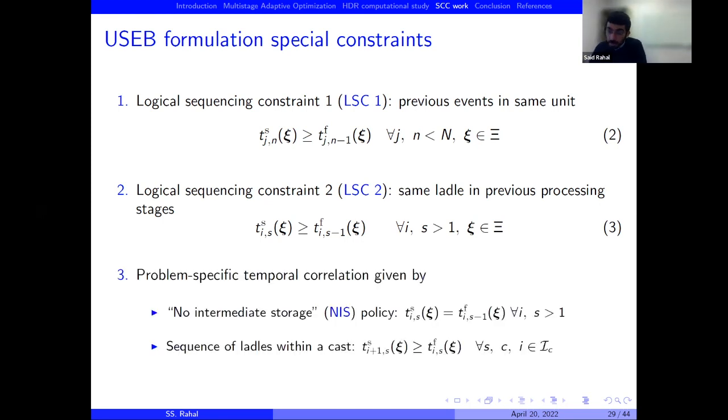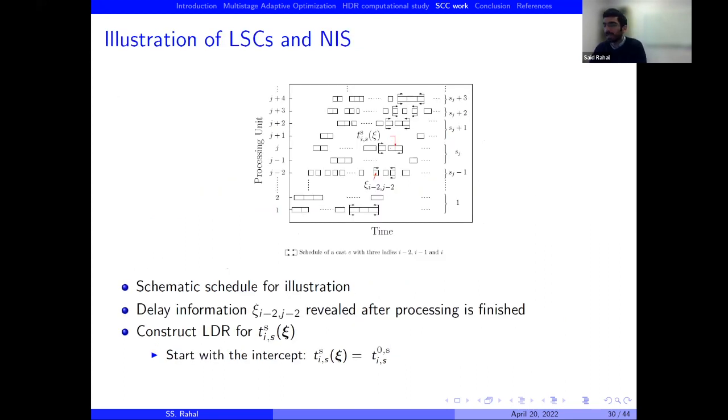And then I had some problem-specific temporal correlation given by the no intermediate storage policy. Basically, it's a type of storage policy. It belongs to a family of storage policies in process operation. And then the sequence of ladles within a cast. So part 3 is specific to the problem, I had to include them to ensure feasibility. But points 1 and 2, it is fair to say they can be generalized to other applications.